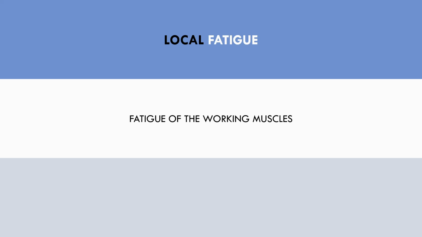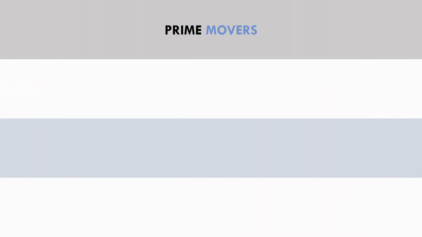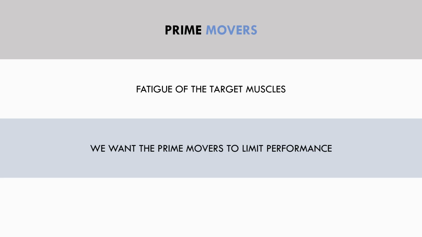We want the muscles to be the limiting factor for hypertrophy training because this is where we want the adaptations to occur. So if we can't perform any more reps on an exercise because the muscle can no longer contract and produce enough force, then that is a good thing for hypertrophy gains. Local fatigue can occur in the actual prime movers of the exercise. For example, the chest, triceps, and shoulders may fatigue and limit bench press performance. This is what we want to happen, so that the adaptations occur in the target muscles.